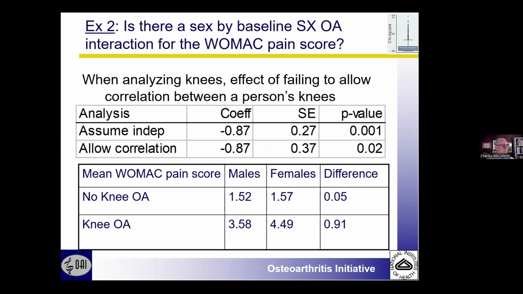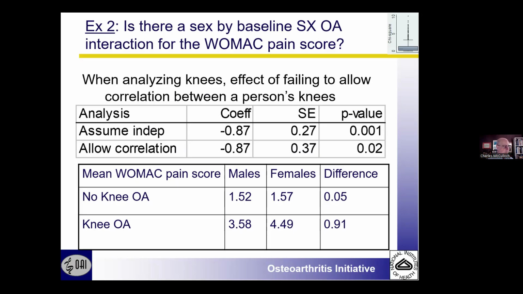All right, here's an example. This is going back to example 2. Is there a sex by baseline symptomatic osteoarthritis interaction for the WOMAC pain score? So if we're comparing men and women as to what their WOMAC pain scores are when they do or don't have knee arthritis, are the differences the same?